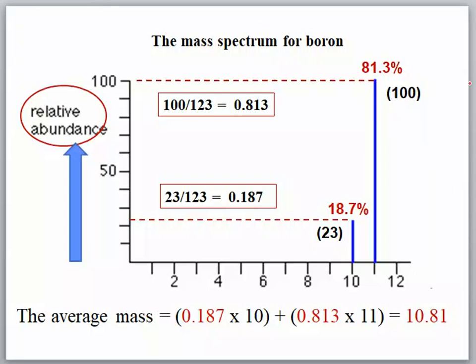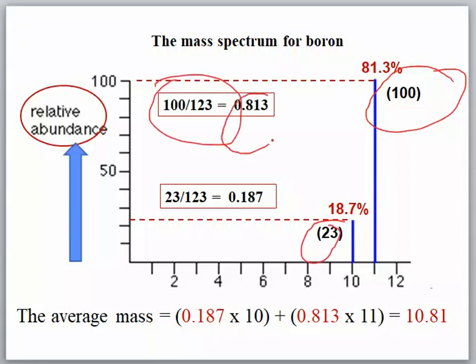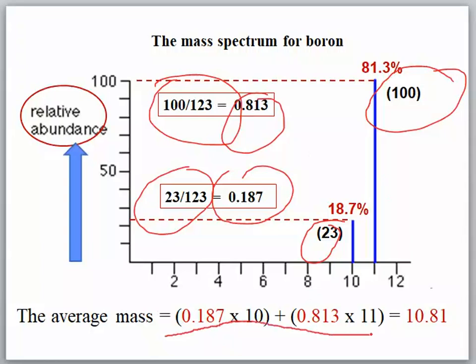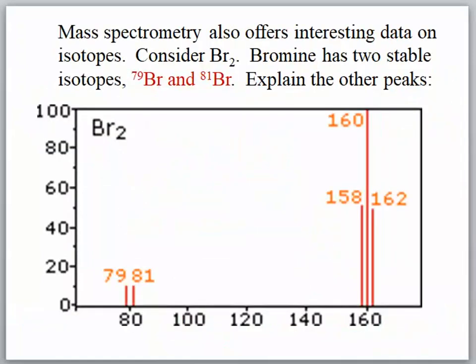So with something like this, you would simply look, if you have got your highest assigned 100, that gives you a total of 123. So 100 out of 123 gives you an 81%. 20 out of 23 gives you an 18%, and then you do the math the same way that you always do. Make sure you can find the average atomic mass using mass spec data. Pretty straightforward.